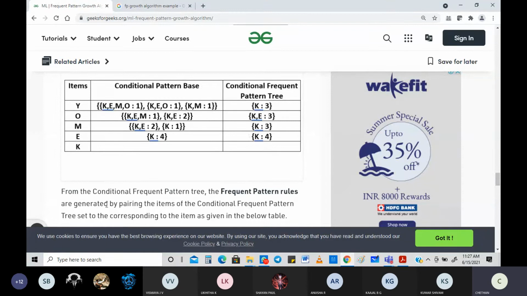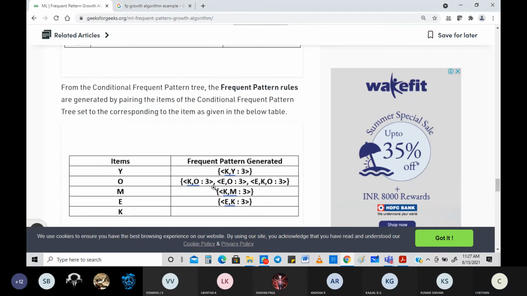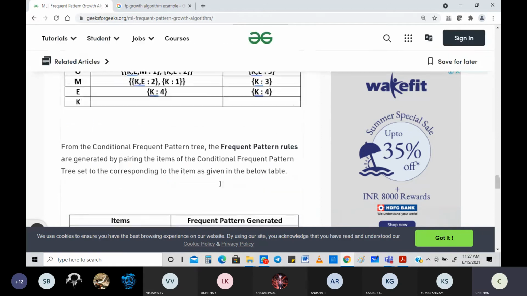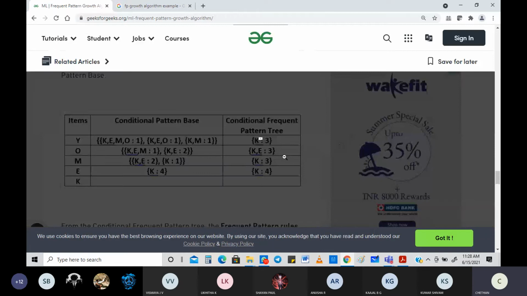What will be the fifth step? From the conditional frequent pattern tree, look into this one. The frequent pattern rules are generated by pairing the items of the conditional frequent pattern tree set to the corresponding items as given below. How? Like this. We need to pair. Whatever value you got here, look into this.